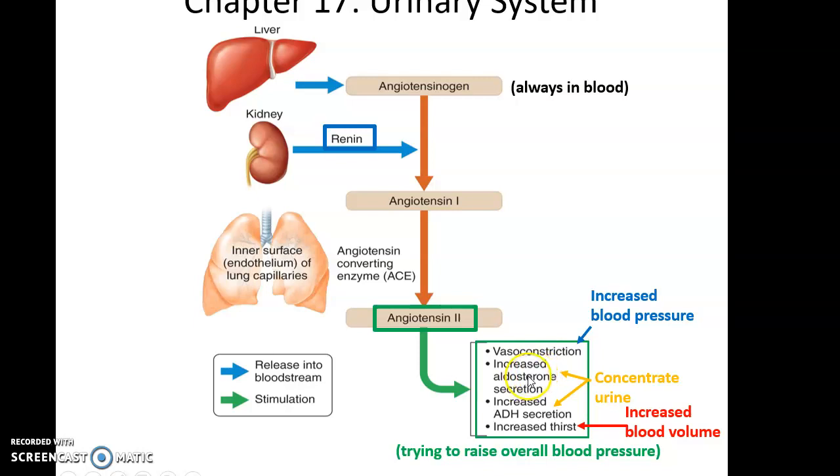Also the secretion of aldosterone and ADH, and these hormones are going to lead to more concentrated urine, which will lead to more water and sodium being reabsorbed by the nephrons. And also, angiotensin II causes us to feel thirsty, which means we will hopefully drink more fluids, which will increase the overall blood volume. The goal here being to get blood pressure up, both in the kidneys, so that we're getting proper filtration and monitoring of the blood composition.